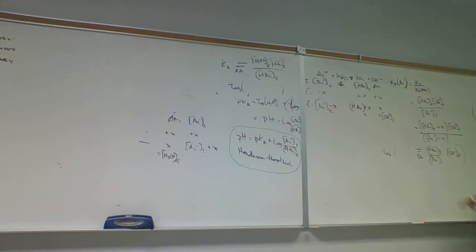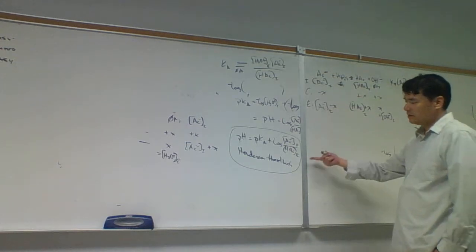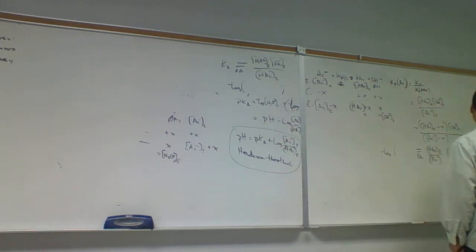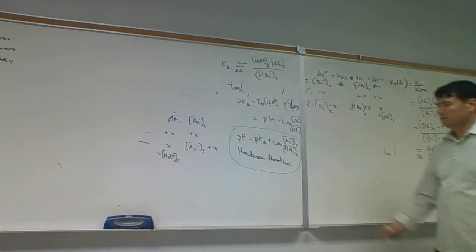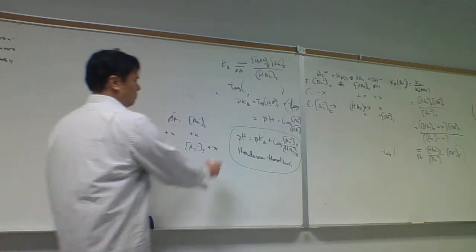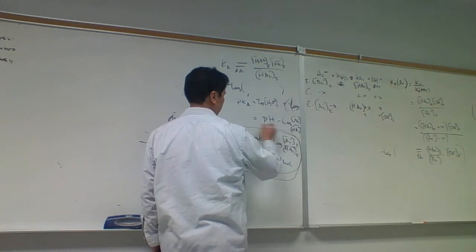But I don't have to solve both of them. I could just solve one, because if I need the pOH, I just take 14 minus the pH. I'll get this same exact number here. So we use one or the other. Typically, we just stick to one, the pH one. And so this is the one we use.